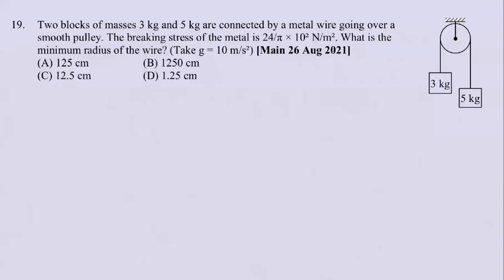19th one: 2 blocks of mass 3 kg and 5 kg are connected by a metal wire going over the pulley. The breaking stress is 24 by pi into 10 power 2 Newton per meter square. What is the minimum radius of the wire? Here, instead of using Young's modulus and F is equal to YA by L, they're using breaking stress. So finally, we have 2 segments there. One segment is F is equal to Kx, that is F is equal to YA by L into delta L.